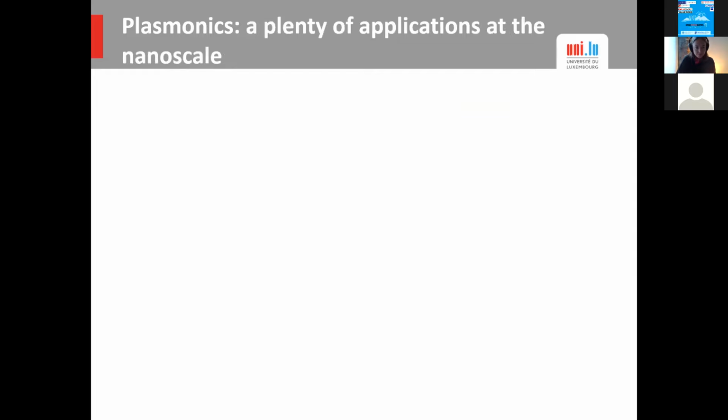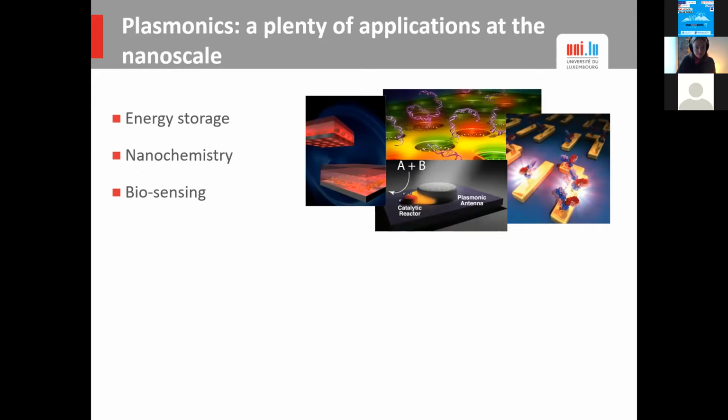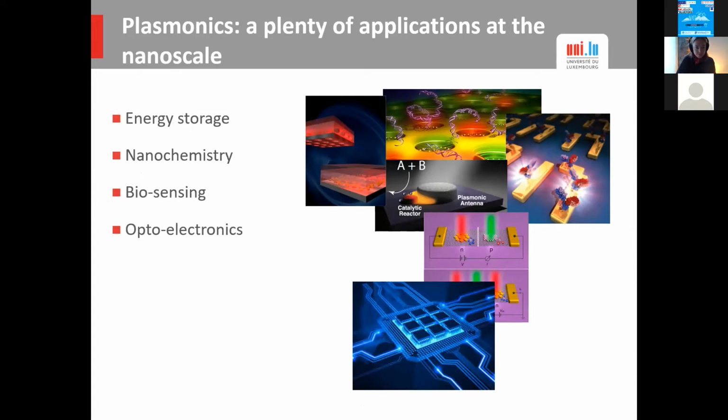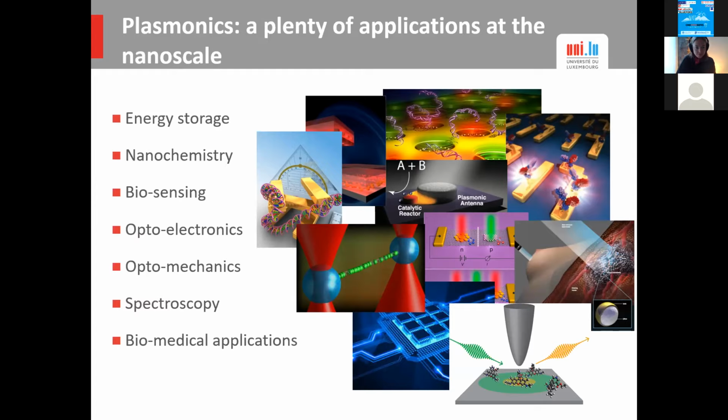So plasmonics also enables a lot of applications in, for instance, energy storage or photovoltaics, in nanochemistry to, let's say, drive nanoscale chemical reactions, as I showed you in the previous slide, for biosensing, so to see molecules and how molecules interact in between each other, but also in optoelectronics. So in developing new technologies based on light and optomechanics, so you can also think to use light to trap objects and to control their mechanical properties, spectroscopy, but also in medicine.